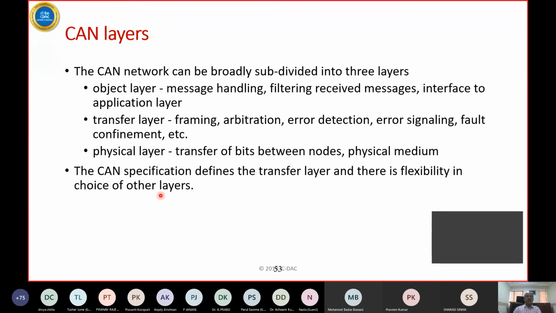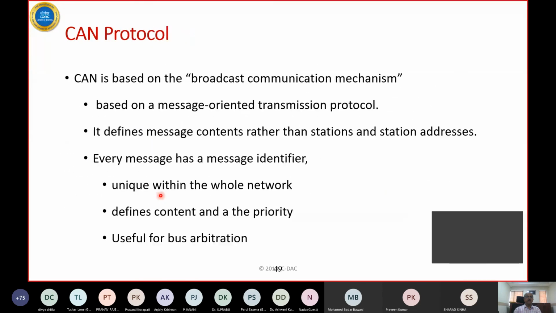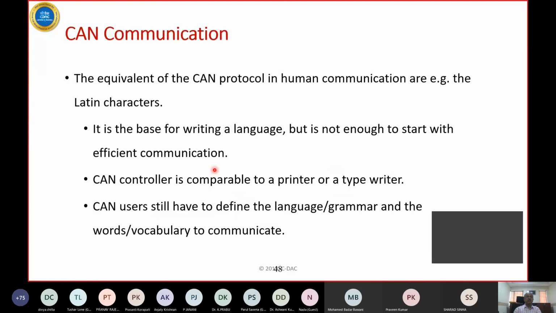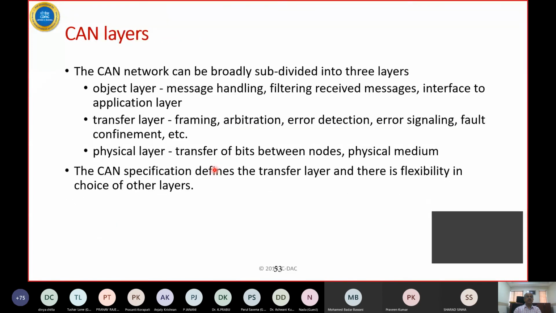Now coming to the application layer, which I had shown in this diagram, what does it have? It has what is called an object layer and a transfer layer. Okay, what I described to you till now was the physical layer and the transfer layer. The object layer is the one wherein the messages are handled, messages are filtered, and then from there it goes to the layer above it.